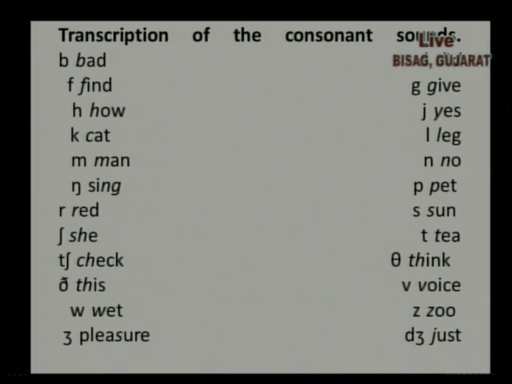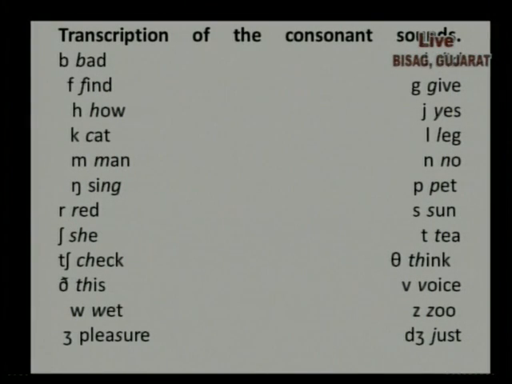Okay. Leg is the same as L. The transcription is on the left hand side. No, the n sound is represented by the alphabet N. Pet, the sound p is represented by P. Sun, the sound s is represented by S itself. T, the same, the sound t is represented by the alphabet T. Now think, that is different. The th sound is represented by the sign that is beside it on the left hand side. It's like a circle with just a line in between.